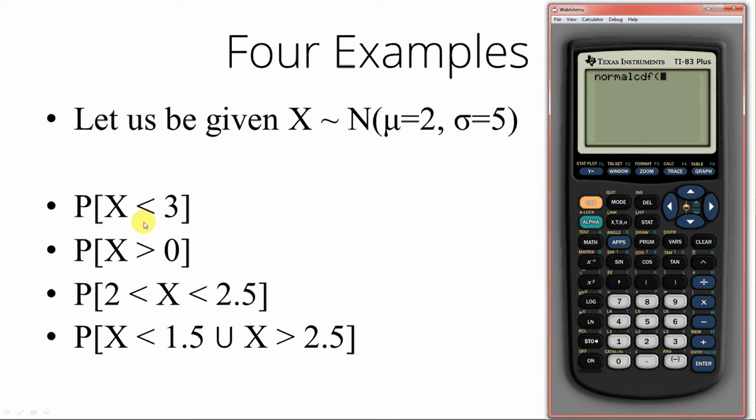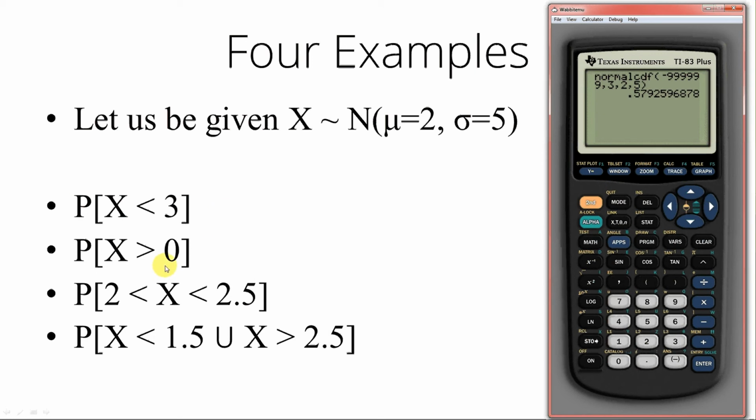Since x is less than 3, there is no minimum value, so we have to put in some extremely large negative value. 3 is the maximum value. It's the upper bound. Notice these are commas. The mean of the distribution is 2, the standard deviation is 5, 2, comma 5, end parenthesis, enter. So the probability that x is less than 3 is 0.5793.